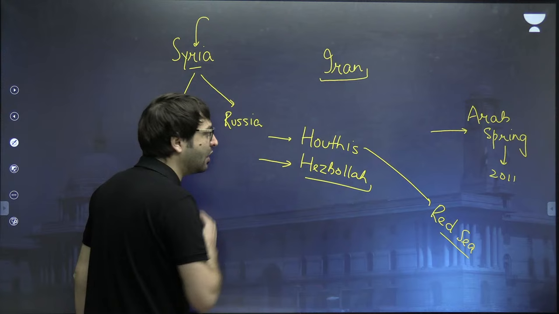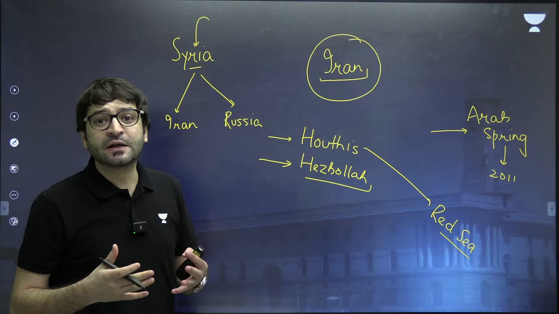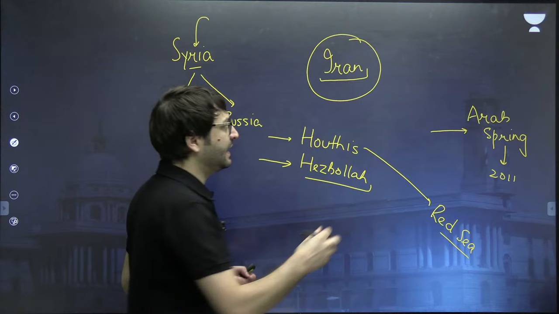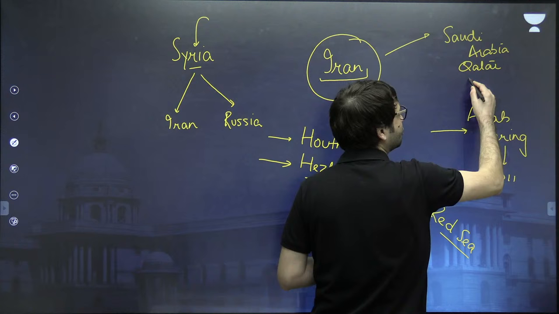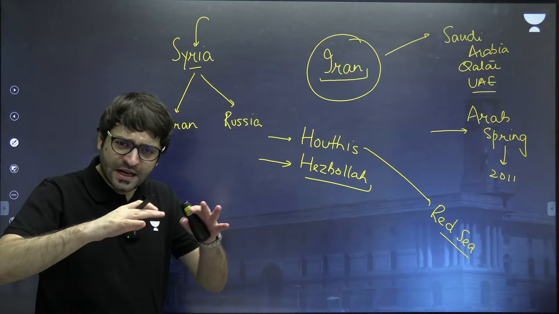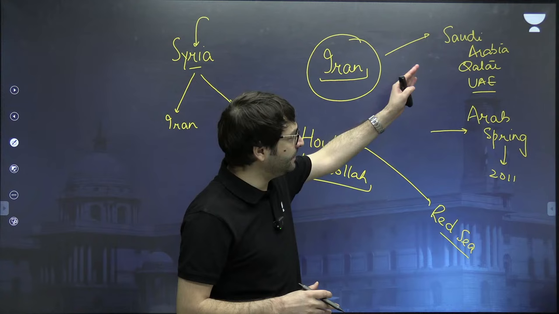Now, what has also happened is Iran is considered to be aspiring for a power position in the Middle East. And this is where it is in conflict with Saudi Arabia. It is also in conflict with Qatar. It is also in conflict with United Arab Emirates. And this can be viewed from the larger prism of Shia-Sunni conflict, because Iran is predominantly a Shia-dominated country, and Saudi Arabia, Qatar, UAE, these are Sunni-dominated countries.